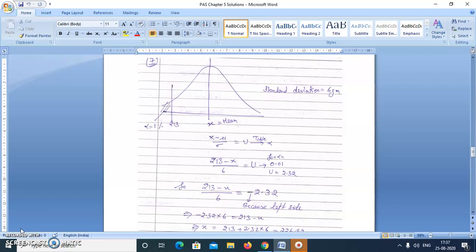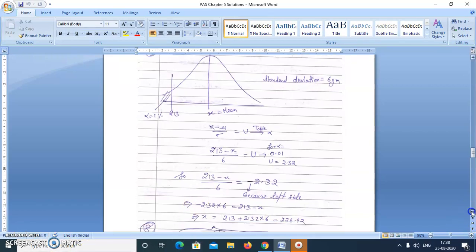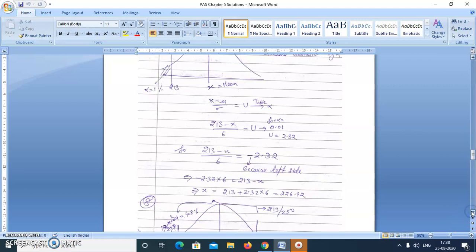For alpha 0.01, if we refer the normal distribution table, we'll get the value of u to be 2.32. But in this equation, we'll put the value minus 2.32 because this value occurs on the left hand side of the mean. So when we put the value minus 2.32 and solve for x, we'll get the value of average or mean, which here is 226.92, approximately 227 grams.